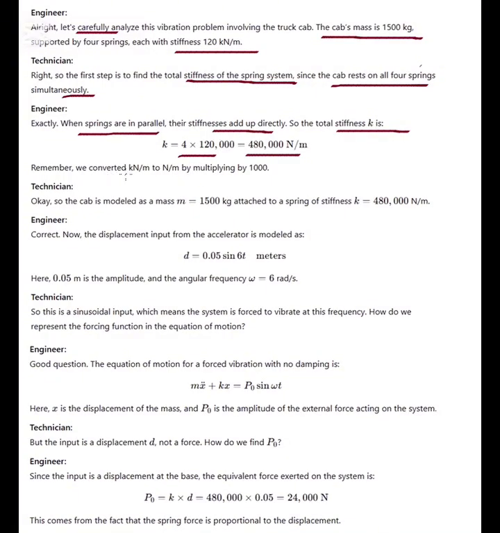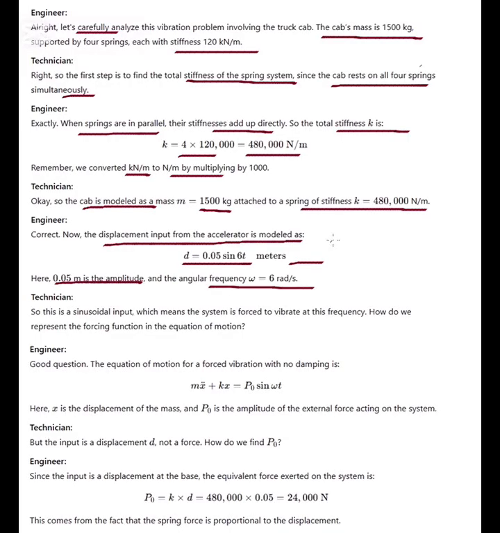We converted kN/m to N/m by multiplying by 1000. The cab is modeled as a mass attached to a spring of this stiffness. Now the displacement input we know from the accelerator is 0.05 sin(6t), in meters. So 0.05 is the amplitude, and the angular frequency we know is 6 radians per second.